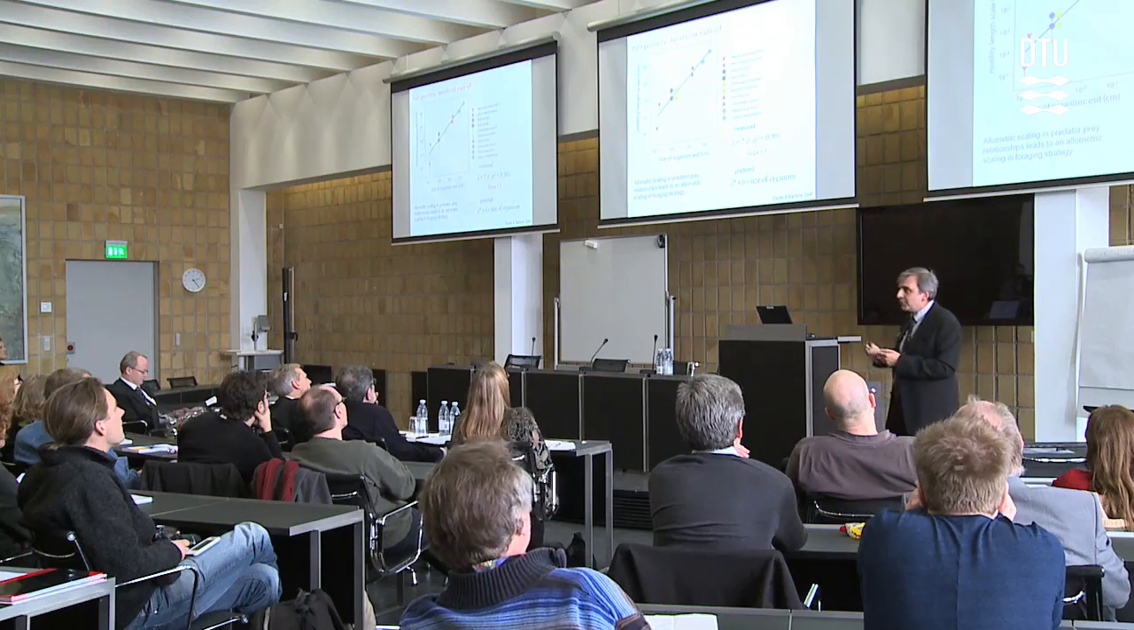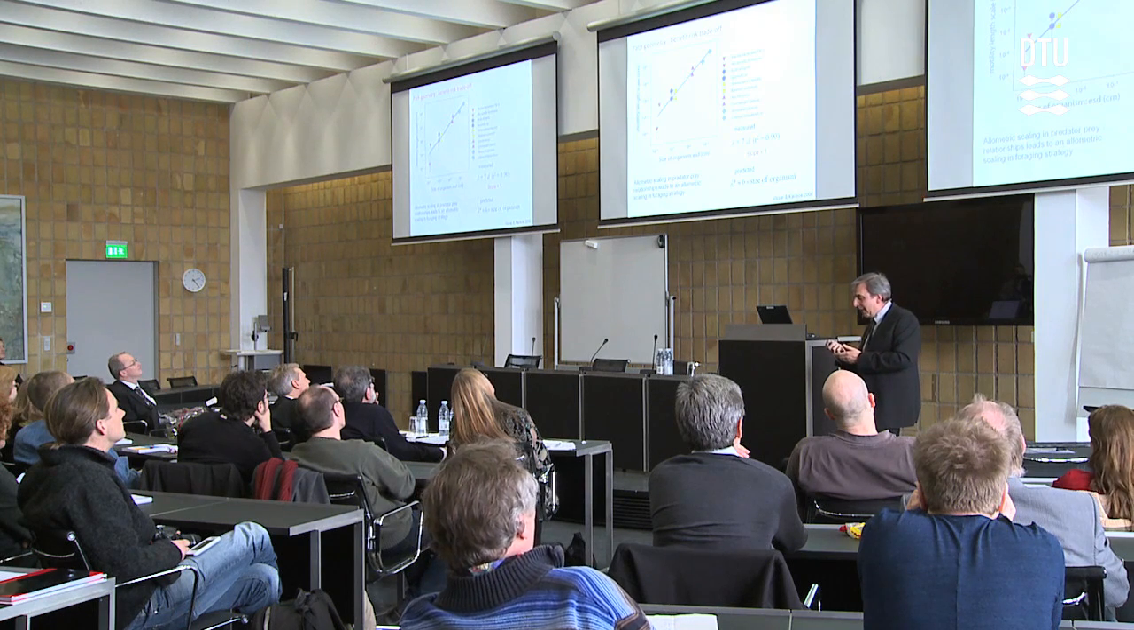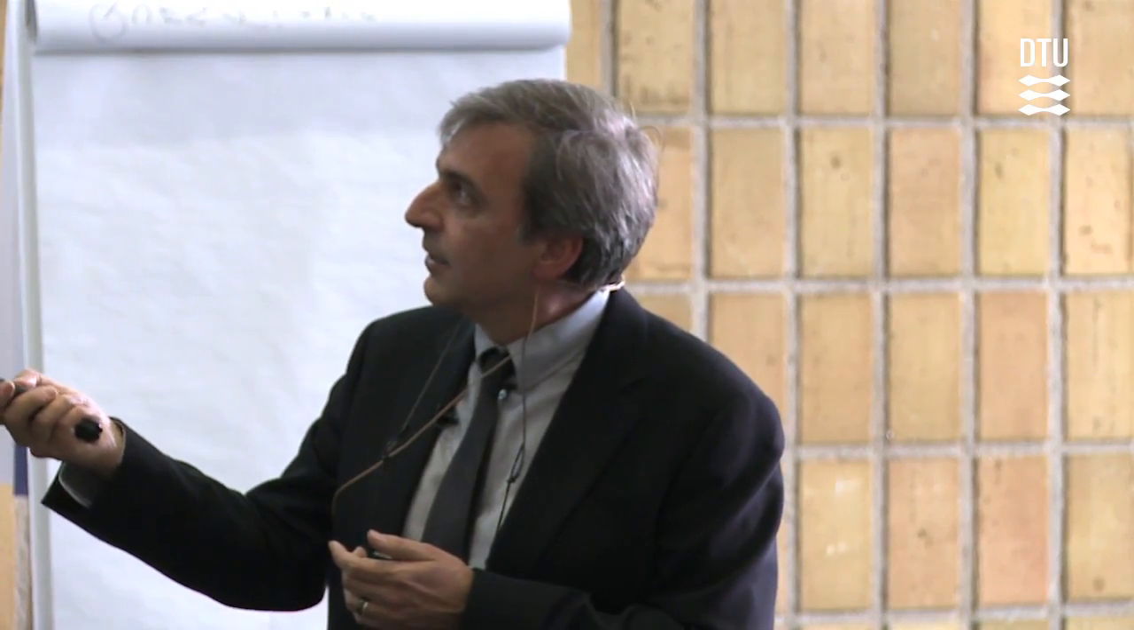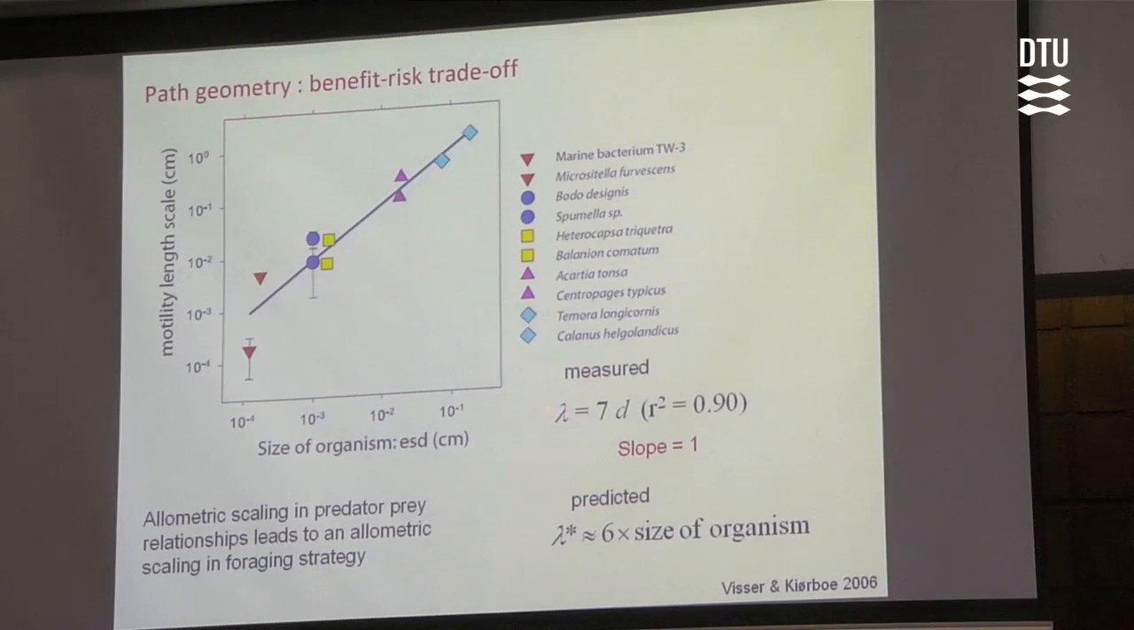And does that actually work? Sure it does. We've measured this in the lab. This is a whole bunch of organisms ranging from bacteria over here all the way down to adult copepods down there. This is the size of the organism, and by looking at their swimming paths, we can determine their motility length scale. That's what the measurements are, lambda equals that, and that's what the predicted one is. So pretty damn close.